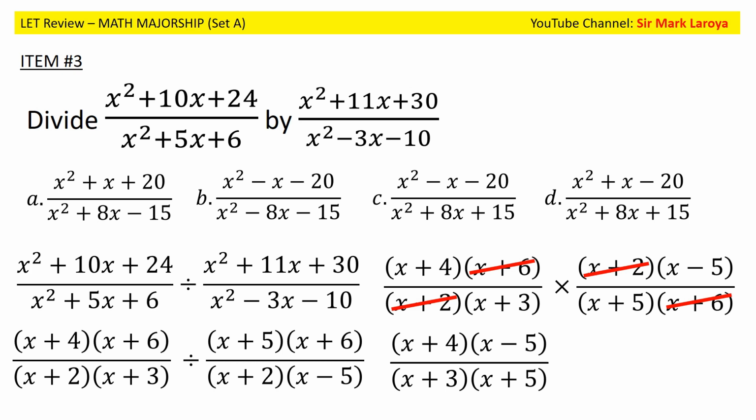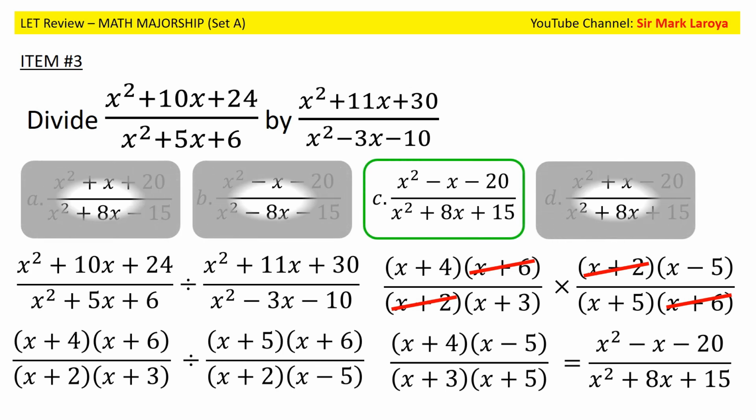Simplifying this, we will now have, gagamitan lang natin ng FOIL method sa bawat part sa numerator and denominator. We will now have x squared minus x minus 20 for our numerator, and for our denominator, we have x squared plus 8x plus 15. So our answer here is letter C, x squared minus x minus 20 all over x squared plus 8x plus 15.